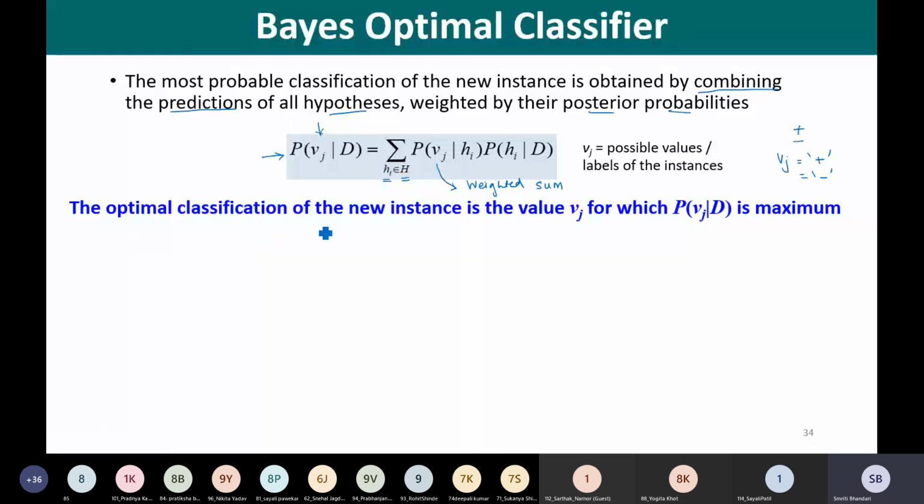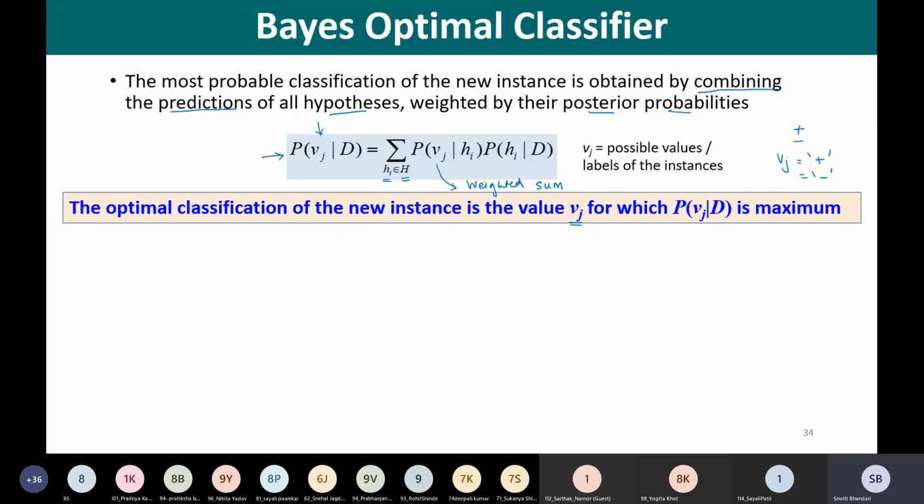The optimal classification of a new instance is the value Vj. So Vj is the class label. The optimal classification of the new instance is the value Vj for which the probability of Vj given D is maximum. I'll repeat. Now what are we trying to do? We are trying to find the maximum probability of Vj given D.